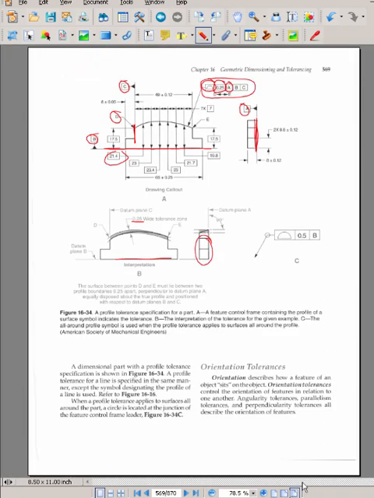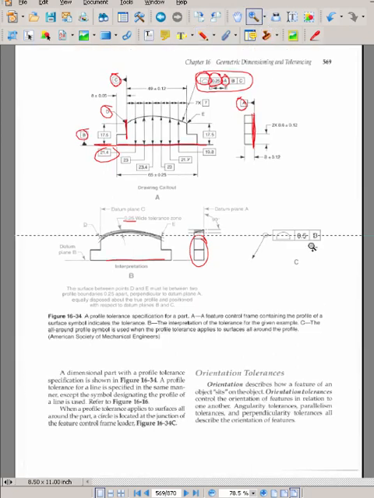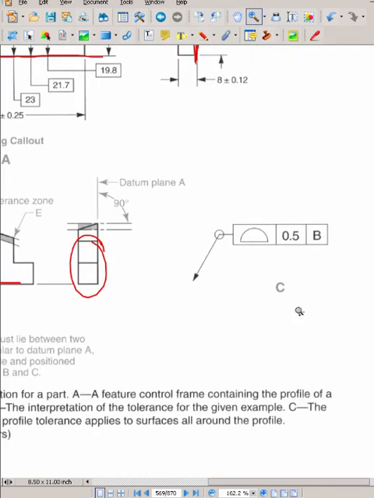So hopefully you're kind of getting a feel in some of this. One last little thought. Do note that when you want a profile to be checked all around the part, just throw in the all around symbol. It's typical when used with welding and also here.